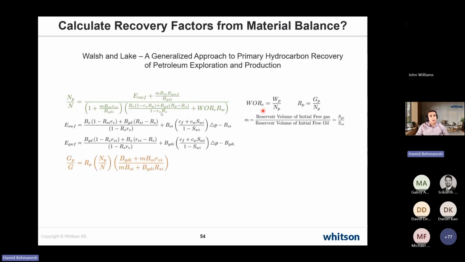All of these methods work on the cumulative water-oil ratio and cumulative gas-oil ratio. Cumulative gas-oil ratio is GP divided by NP. Water-oil ratio is WP, cumulative water, divided by cumulative oil. There are some terms here, but it's very easy to follow these terms.